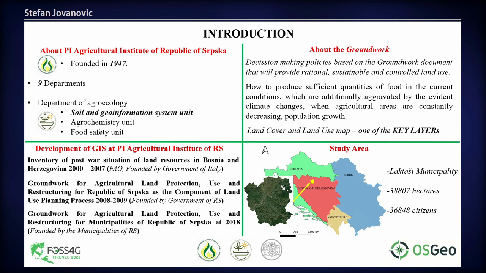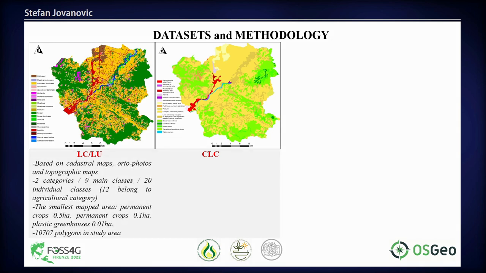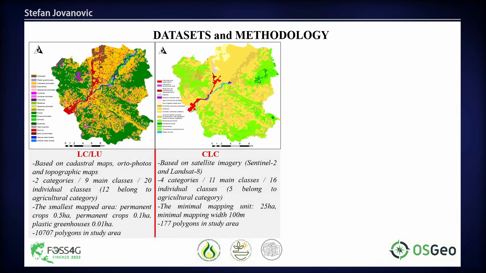As you can see here, some details about the surface and the population in this region. So the land cover map on the left side is the one that we have created according to FAO classification that is modified for Bosnia as a country. Within this classification, we have two main categories, non-agricultural and agricultural, which is our focus, then nine main classes and 10 individual classes. Also, on the other side, you can see Corine Land cover, which is free and open data that we examined during this research.